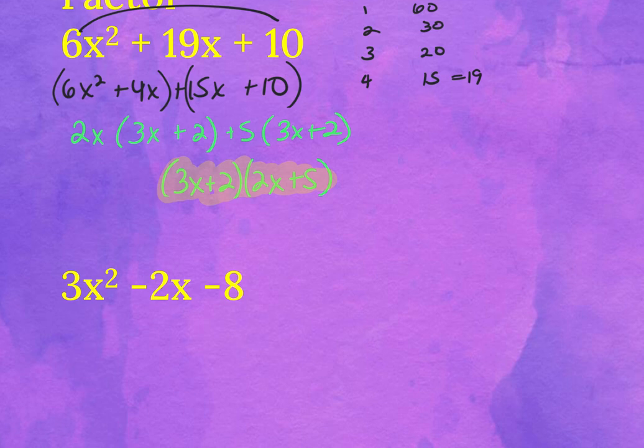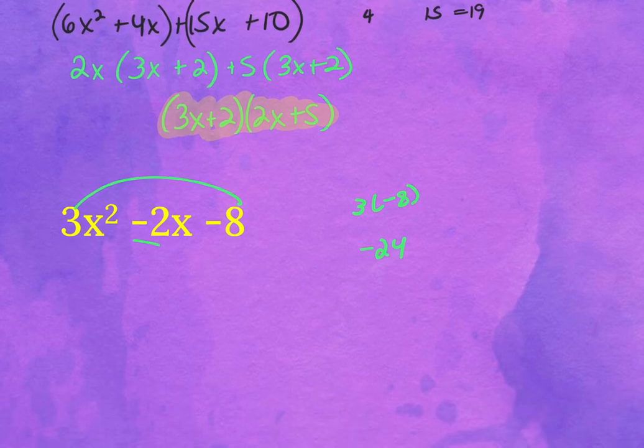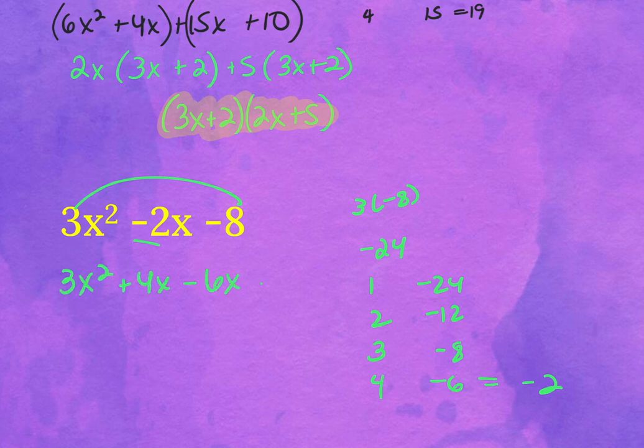And the last one, 3 times negative 8, negative 24. Factors of negative 24 that sum to negative 2, so bigger has to be negative. 1, negative 24. 2, negative 12. 3, negative 8. 4, negative 6, and that's the one that works. 3x squared plus 4x minus 6x minus 8.